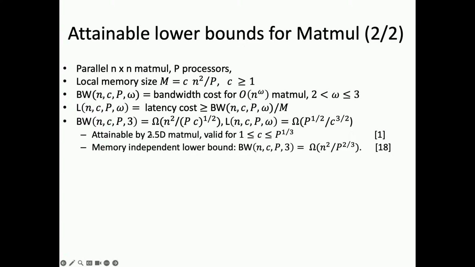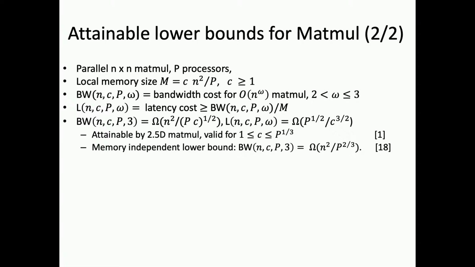But in fact, we have a separate lower bound, which is memory independent, that says no matter how much memory you have, you can't do better than n squared over p to the 2/3, which is what this bandwidth hits when you have that many copies. So that is sort of a guaranteed lower bound, independent of how much memory you have.